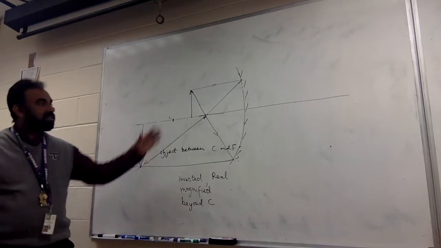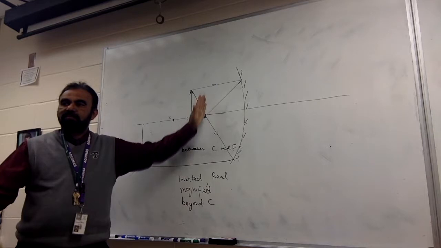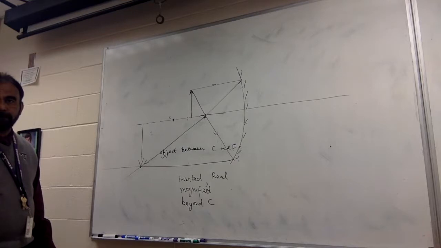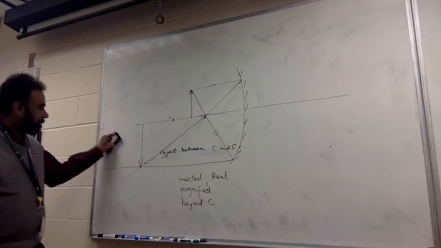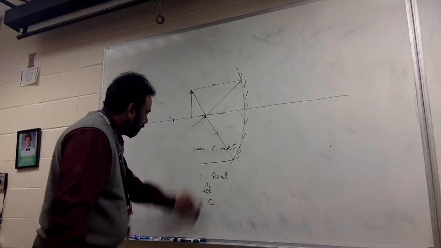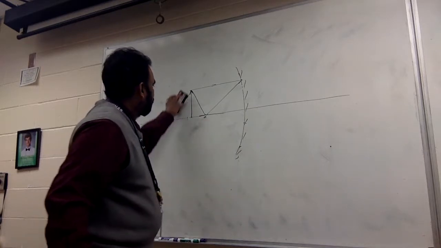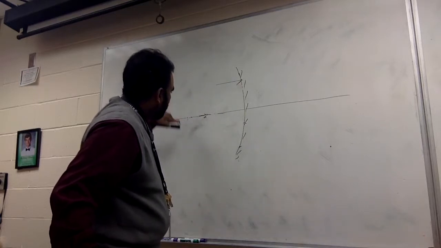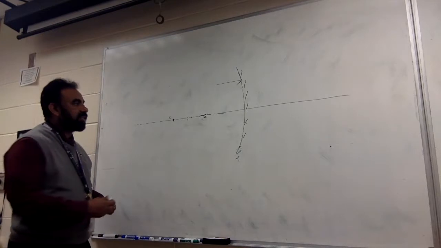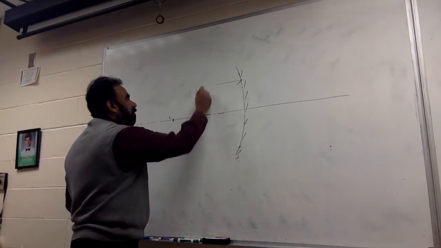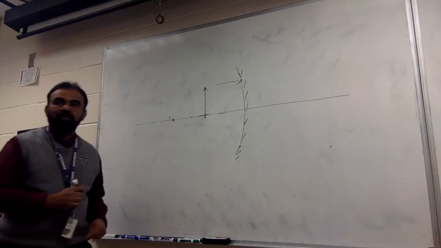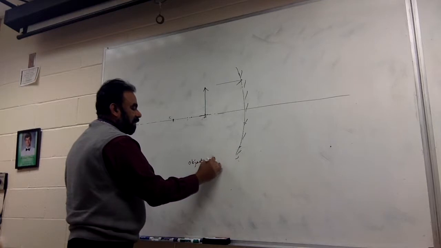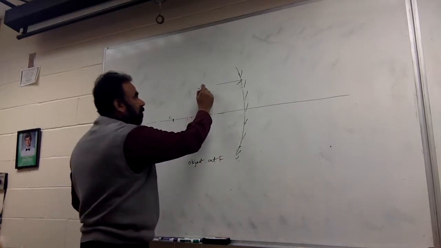Now what we're going to do next is take this and put it right on the focus. And we'll see what happens. Done? When the object is placed on the focus, then what happens? So object at F. See what happens to the image.